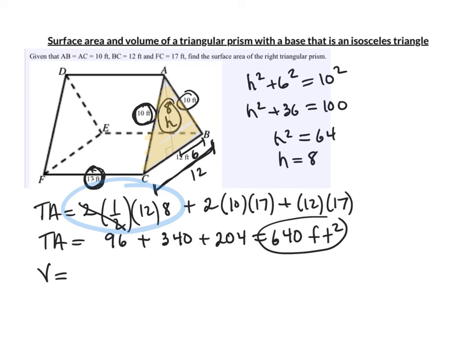The area of the base is 1/2 the base times height of the triangle, times the altitude of the prism, which is 17. So 1/2 times 12 times 8 times 17 is 816, and that would be feet cubed or cubic feet.